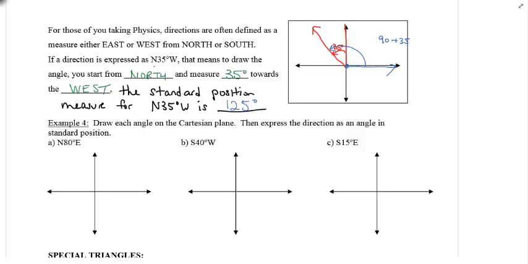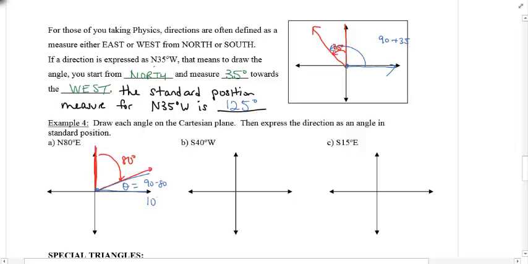North. We'll start north. This time we'll head east, 80 degrees. Whoa, that's far. So there's your angle, N 80 east. The standard position angle is just this one here. And I think that's 90 minus 80, or just 10 degrees. Okay? Okay, you try the next.